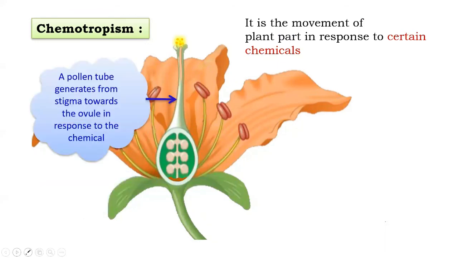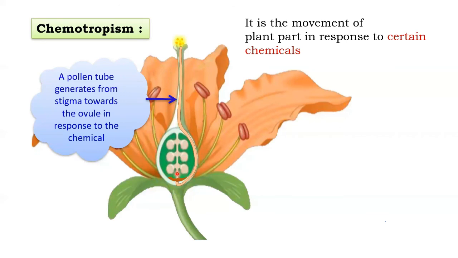Let's see further. A pollen tube generates from the stigma towards the ovule in response to the chemical. You can see over here there is a generation of a tube which is called the pollen tube, which connects the pollen to the ovule so that the pollen grain can fuse inside the ovule for proper fertilization. Right? Now, how does this pollen tube know where the ovule is? It doesn't have any eyes. Nor does it have any GPS system to locate it. Still, it knows the perfect direction in which to grow.